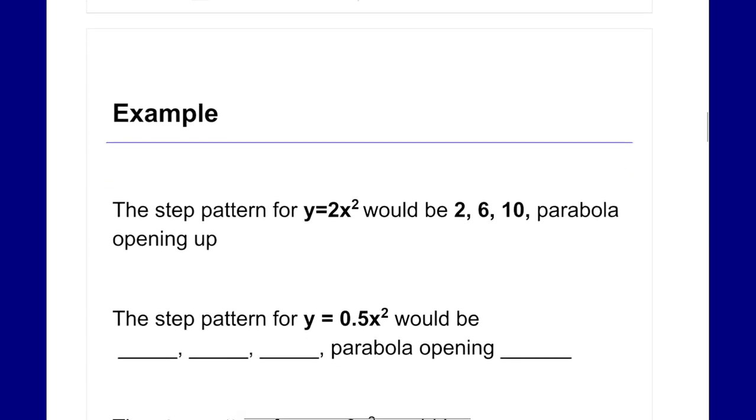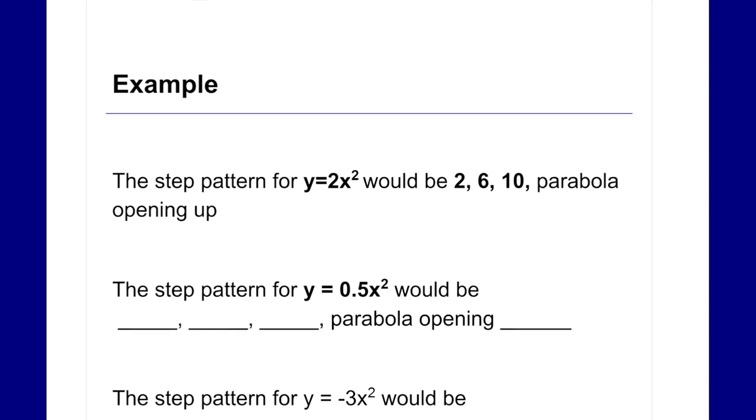So for example, the step pattern for the quadratic y equals 2x squared would be 2, 6, and 10. Because we take that general pattern, 1, 3, 5, and we multiply everything by 2 because of this a value here. 2 times 1 is 2, 2 times 3 is 6, 2 times 5 is 10. And because it is a positive a value, it is going to open up. Because we go over and then up, over then up, over then up.